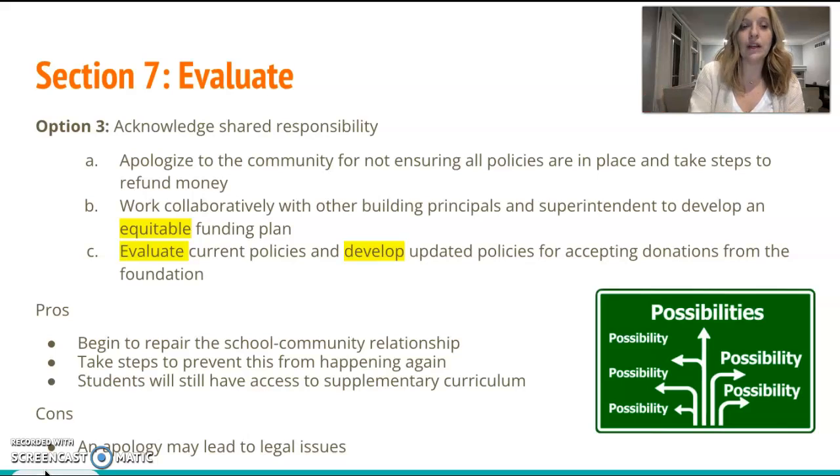The pros of this are that it begins to repair that school community relationship that's so vital. It takes steps to prevent this from happening again. And it allows the students to still have access to supplementary curriculum, which is really important to making sure that we're meeting the needs of all of our students. The cons are, again, that an apology may lead to legal issues in the future.